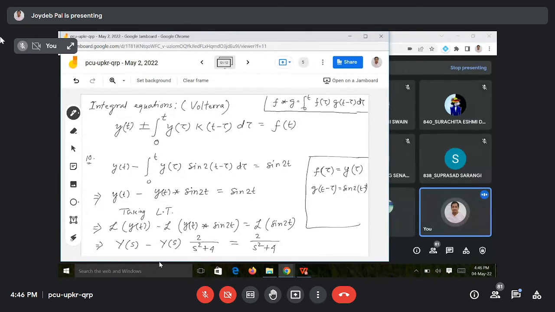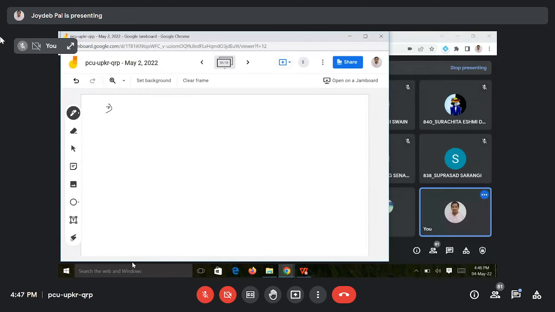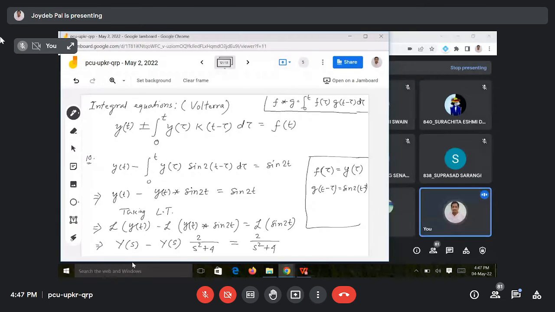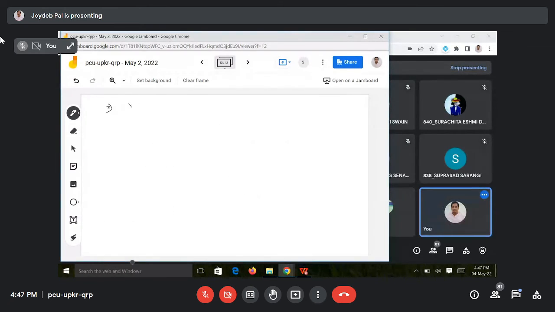Now you simplify that equation and write Y s equal to what? If you take Y s common, it will be 1 minus 2 by s square plus 4. To simplify, s square plus 4 minus 2 gives s square plus 2. So Y s into s square plus 2 divided by s square plus 4 equals 2 divided by s square plus 4. So s square plus 4 cancels out. Y s is 2 divided by s square plus 2. Now you take the Laplace inverse, then you will get y t.